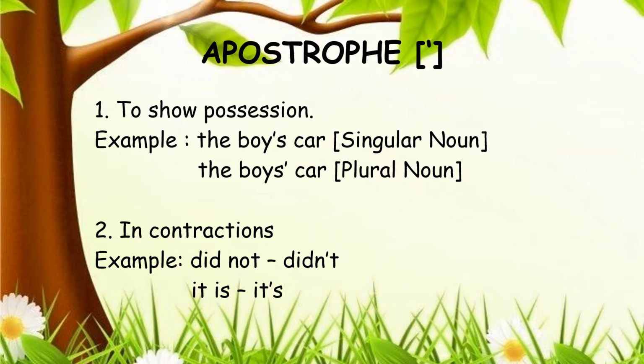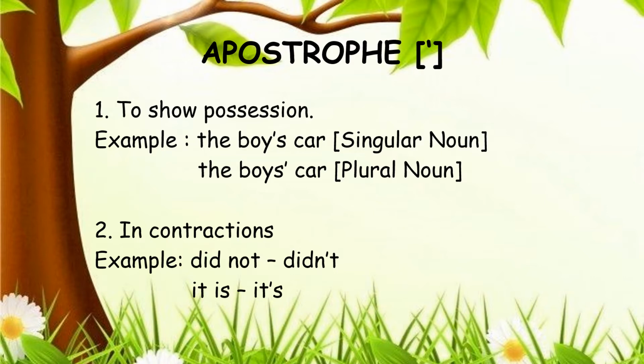Our next punctuation is the apostrophe, that is a comma at the top. First one, to show possession. Possession means belonging, ownership, it is mine or it is hers. For example, the boy's car, which is a singular noun, and the boys' car, a plural noun. In the first example, the noun boy is singular. So when the noun is singular, you put an apostrophe after the noun, followed by s. But if the noun is plural, you will put an apostrophe after the plural noun and you will not put an extra s.